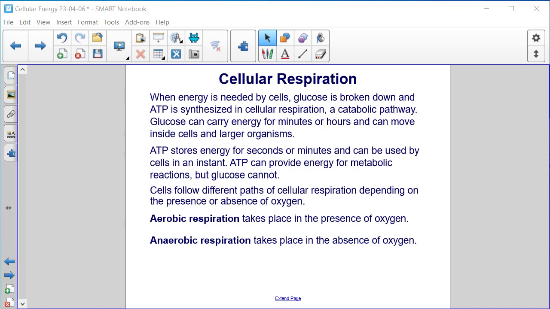ATP can provide energy for metabolic reactions, but glucose cannot. Cells follow different paths of cellular respiration depending on the presence or absence of oxygen. Aerobic respiration takes place in the presence of oxygen, while anaerobic respiration takes place in the absence of oxygen.